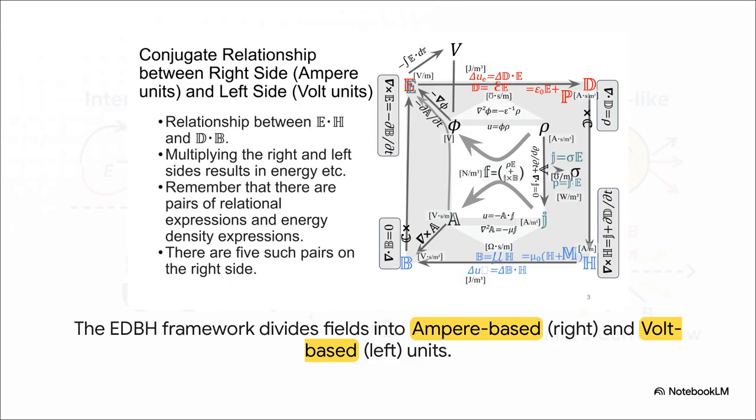You can see here on the right side we've got our quantities in the ampere system, and over on the left we have the volt system. Now these two sides are connected in what we call a conjugate relationship. Really, just think of them as two sides of the same coin. They're fundamentally linked. And this duality, that's the second attribute we're talking about.